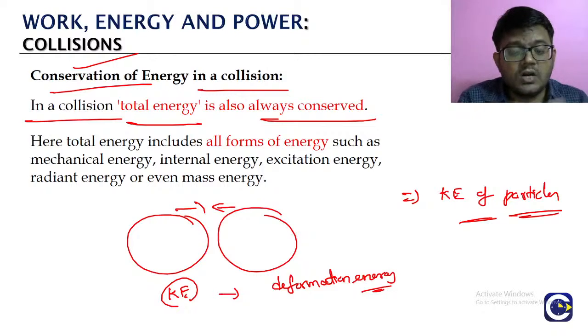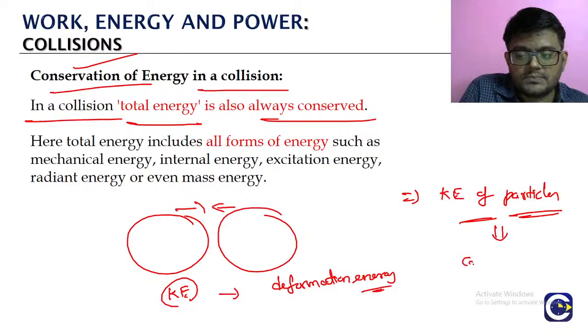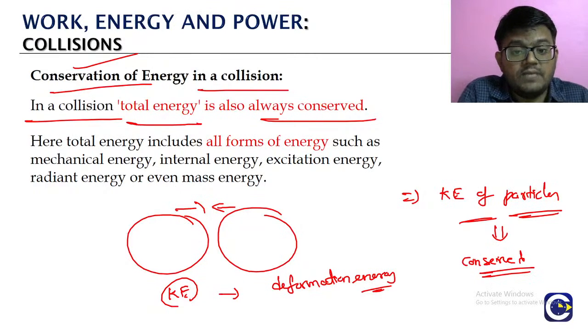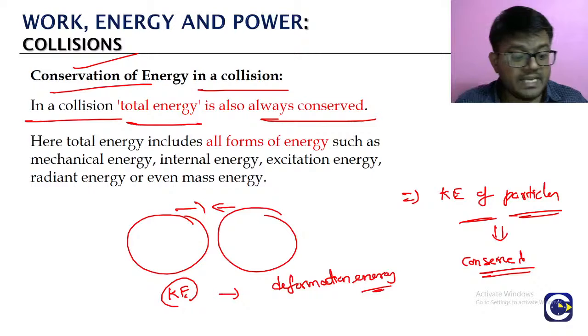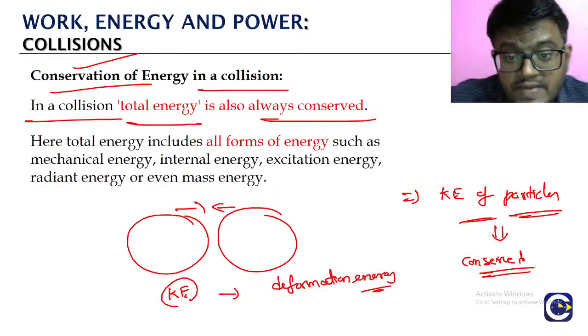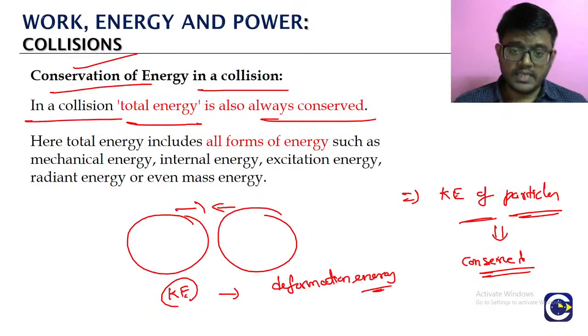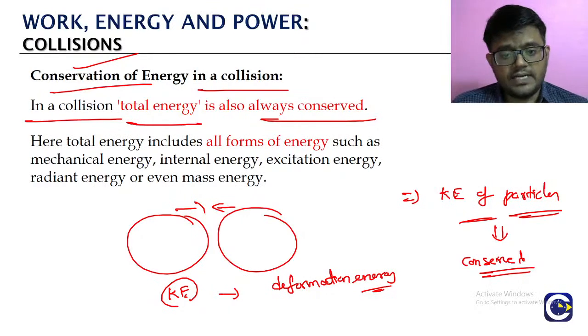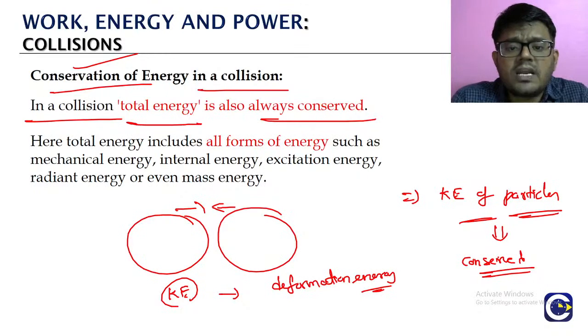Okay, so based on this concept we will be able to classify the collisions. Based on whether the kinetic energy of the particles is conserved or not, we will try to classify the collisions. But when we talk about the total energy, when we include all the forms of energy, energy can neither be created nor be destroyed. But we will not be able to analyze all the forms of energy.